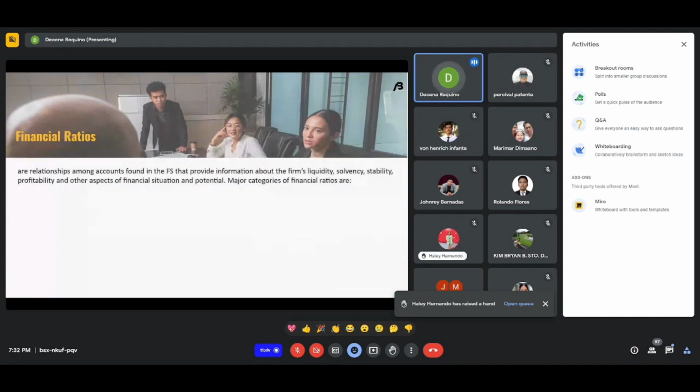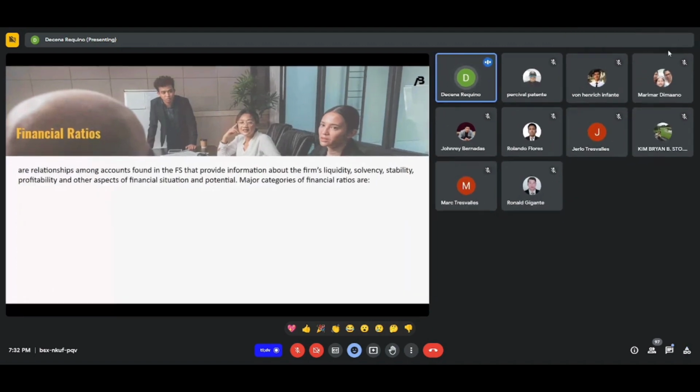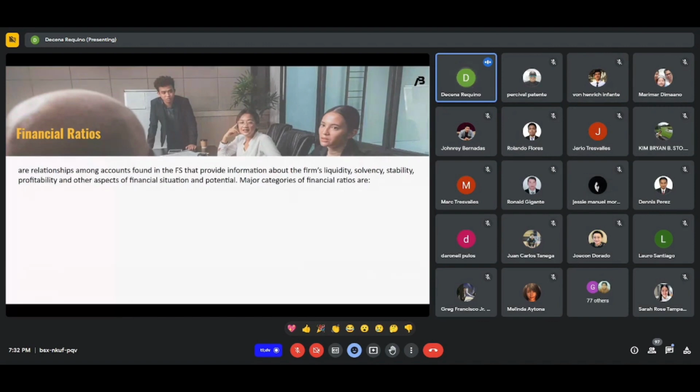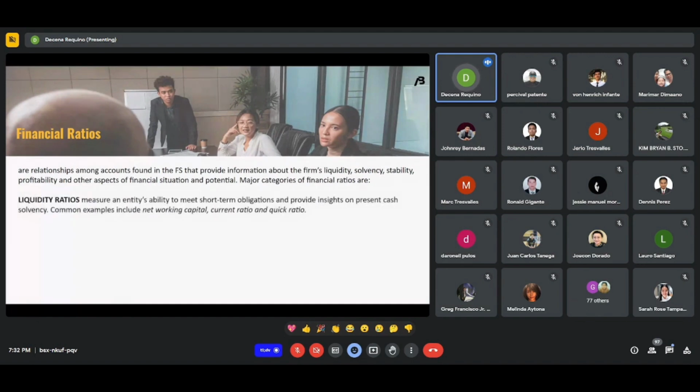So, next is the financial ratio. Financial ratio are the relationship among accounts found in the financial statement that provide information about the firm's liquidity, solvency, stability, profitability, and other aspects of financial situation and potential. Major categories of financial ratios are as follows. Una, yung liquidity ratio.